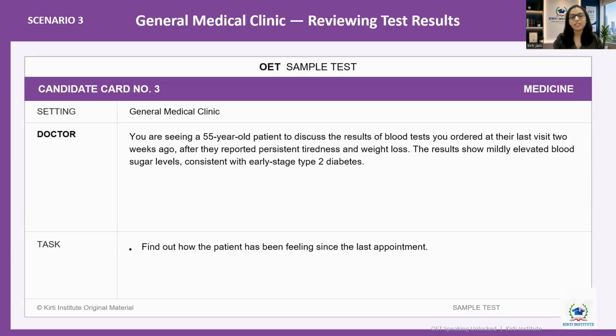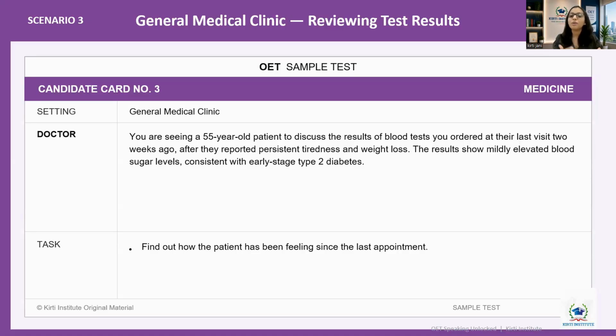Now in the known case, you may say, hello Mrs. Smith, nice to see you again. You are here to understand the outcome of the investigations which we ordered last time. Yes? Before I explain to you about its outcome, I would like to know how have you been managing since your last appointment?